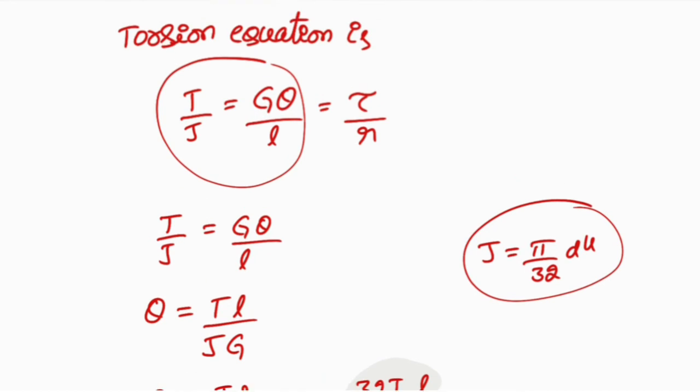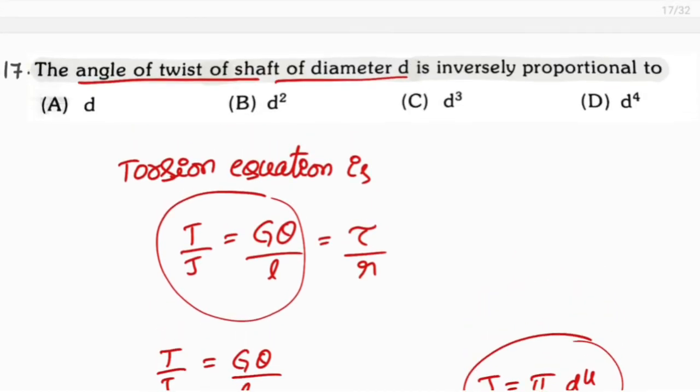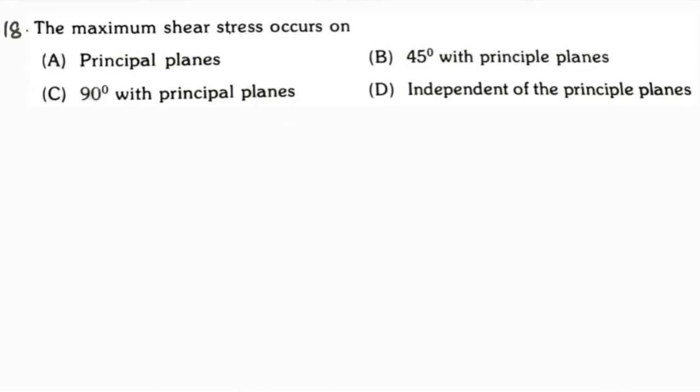Look at the options. Option A, d, no. d square, no. d cube, no. Inversely proportional to d power 4, sure. Option D is absolutely correct. Let us take another problem. Look at the 18th problem.